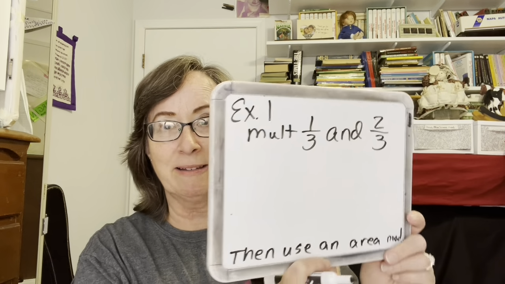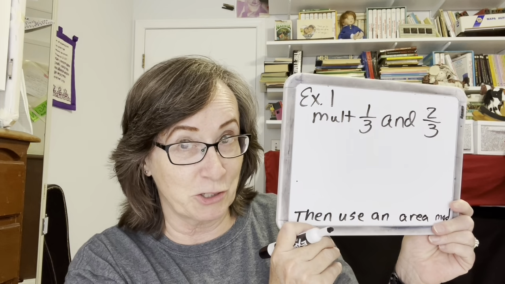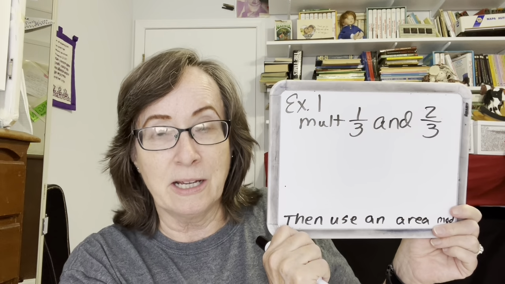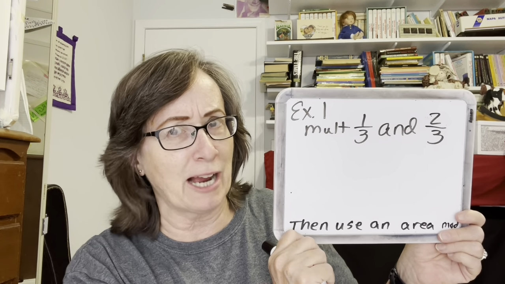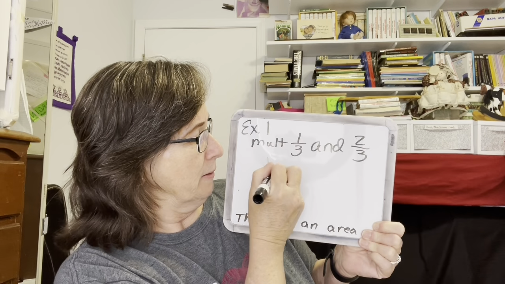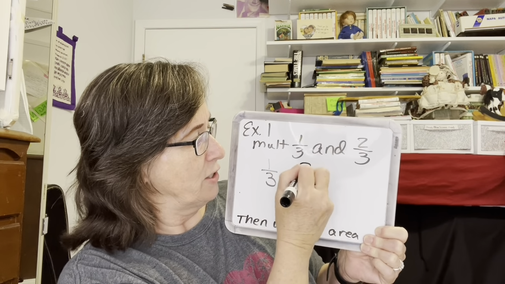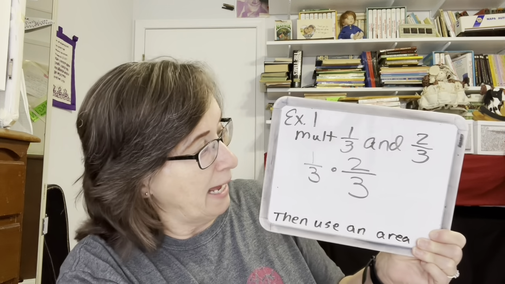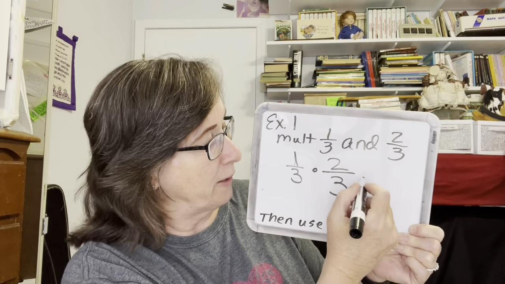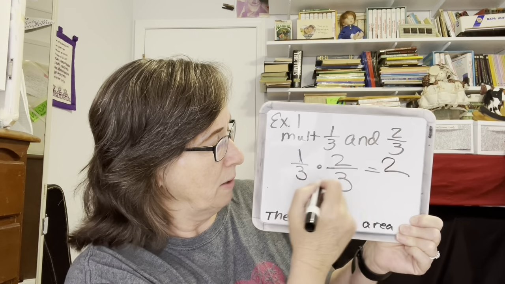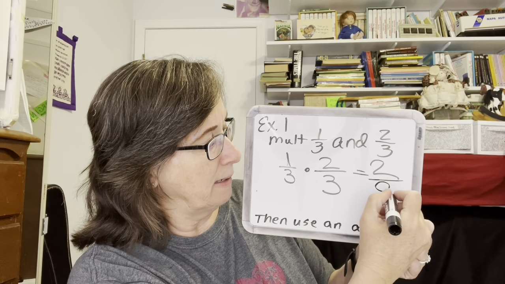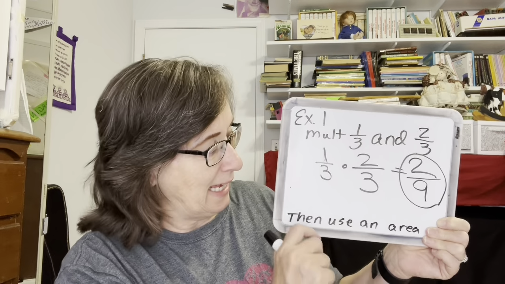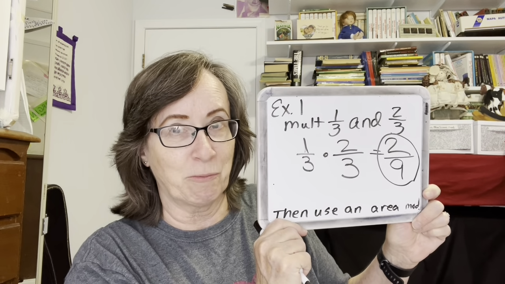In example 1, the first one that you must have on your sheet is multiply 1/3 and 2/3 together. Okay, so we're going to do this first, just fraction multiplication. 1/3 times 2/3. When I'm multiplying, I put a little times sign in between there. And I'm going to multiply the numerators. 1 times 2 is 2. 3 times 3 is 9. Okay, so we know 2/9 is what we're going to see on this area diagram that we're about to do.